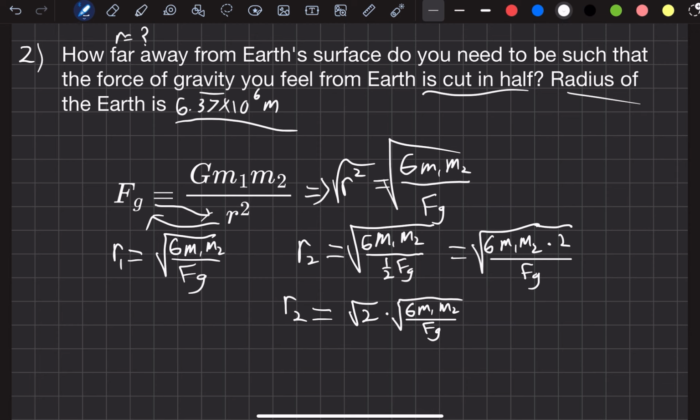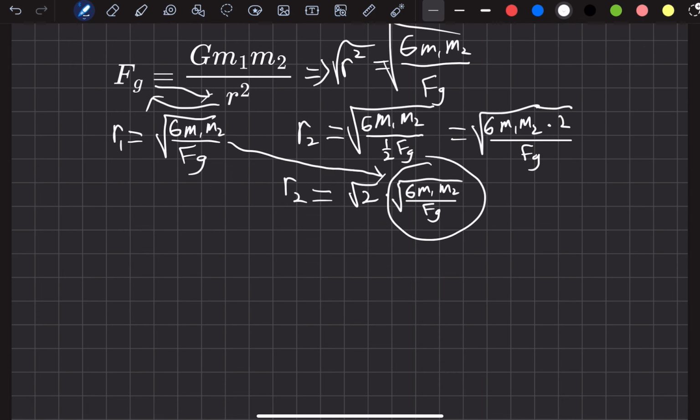R2 equals the square root of 2 times the square root of G times m1 times m2 divided by force of gravity. Now, what we should notice is that the expression to the right, besides the square root 2, looks exactly like R1. What we're going to do is replace the expression that I circled with R1. So this is saying that R2 equals the square root of 2 times R1. So the new radius is equal to the square root of 2 times the old radius.